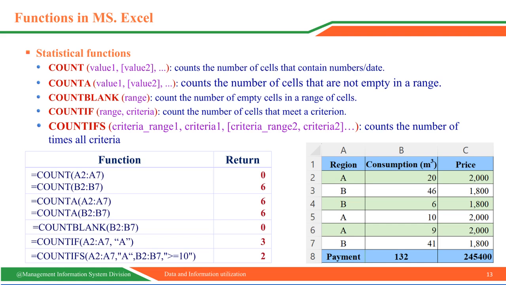CountIf A2 to A7, A returns 3 because there are 3 cells with the value A in A2 to A7. CountIfs A2 to A7, A, B2 to B7, greater than or equal to 10, returns 2 because there are 2 cells where column A equals A and the corresponding value in column B is greater than or equal to 10.